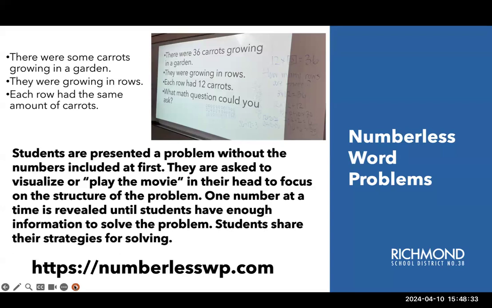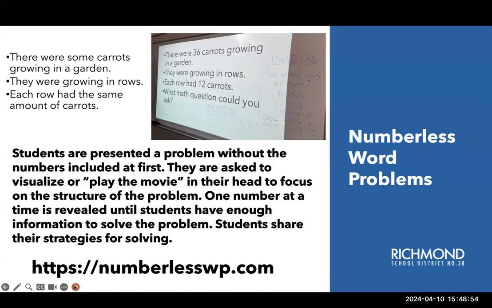You slowly, with each slide, or if you do it on the poster paper, or I do it on the whiteboard and just erase the sum or the same amount and put the number in. But you can see I've got slides here on the right. So eventually we get to when they have enough information to solve. There were 36 carrots growing in the garden. They were growing in rows.